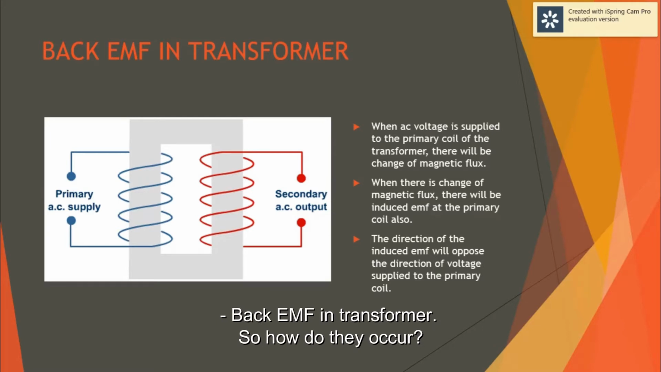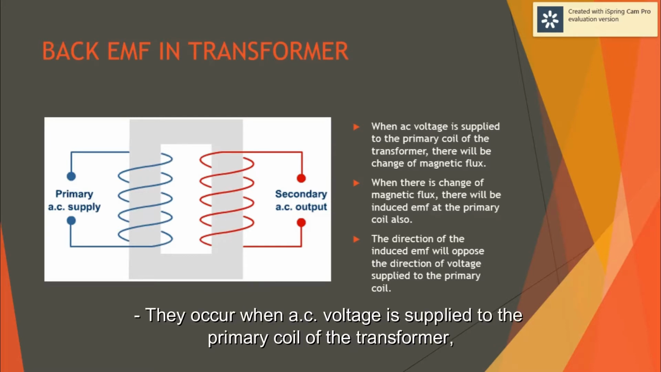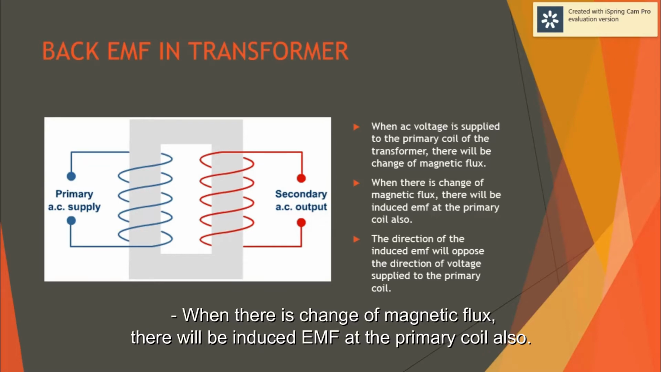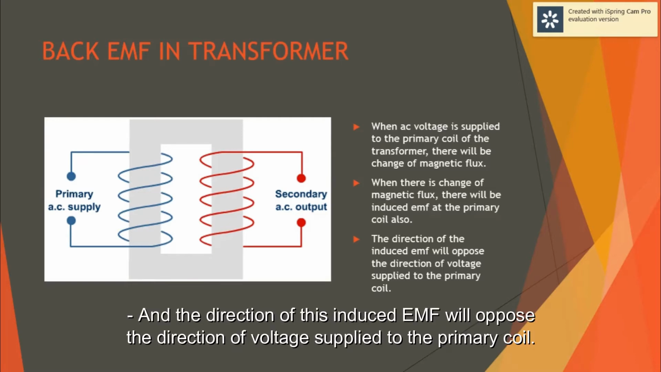Back EMF in a transformer. So how does it occur? It occurs when AC voltage is supplied to the primary coil of the transformer. Therefore, there will be a change of magnetic flux. When there is a change of magnetic flux, there will be an induced EMF at the primary coil also, and the direction of this induced EMF will oppose the direction of the voltage supplied to the primary coil.